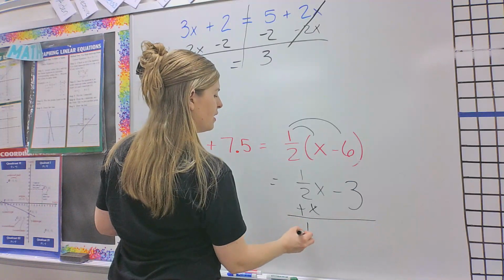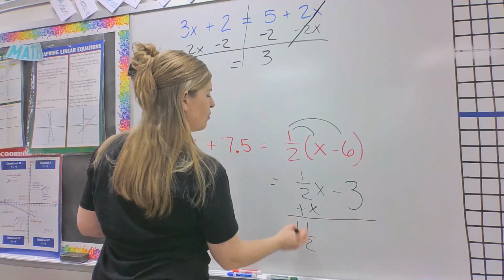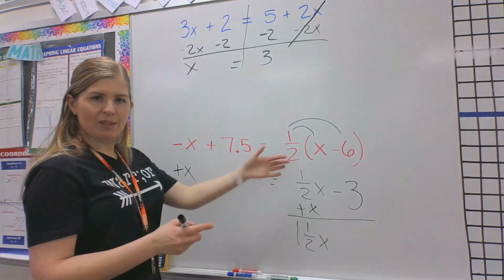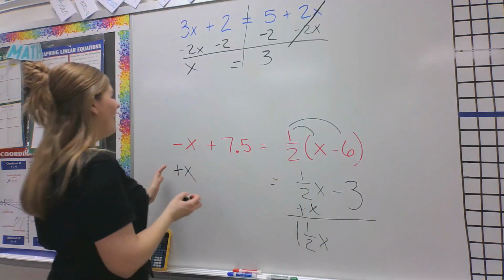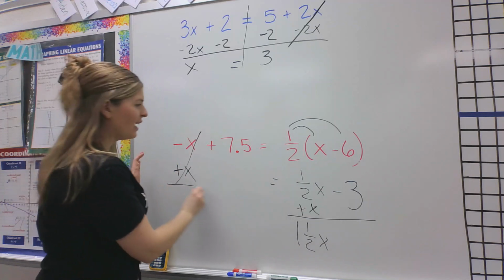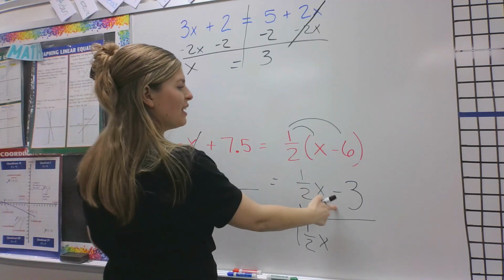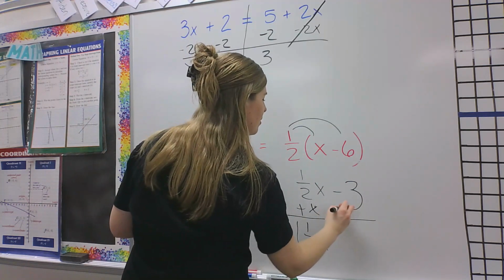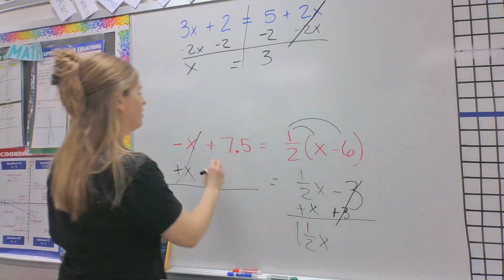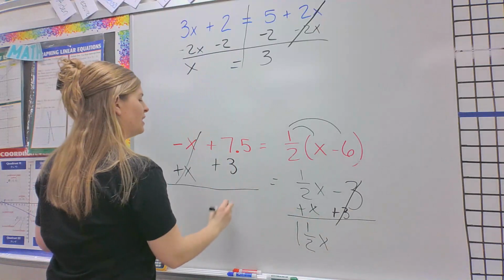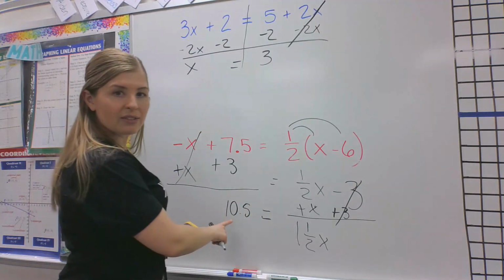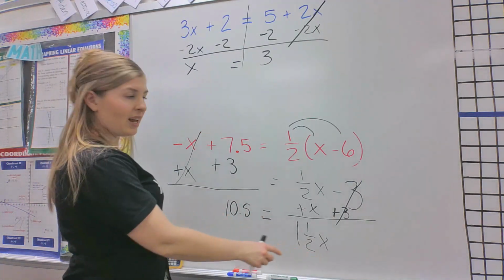This would be 1 and 1/2 x, right? 1x plus a half x is 1 and 1/2. I was getting myself a little confused. And then I have minus 3. I'm going to shift this over here. So if we do plus 3, those would cancel out. This would be 10.5. So we now have 10.5 equals 1 and 1/2 x.